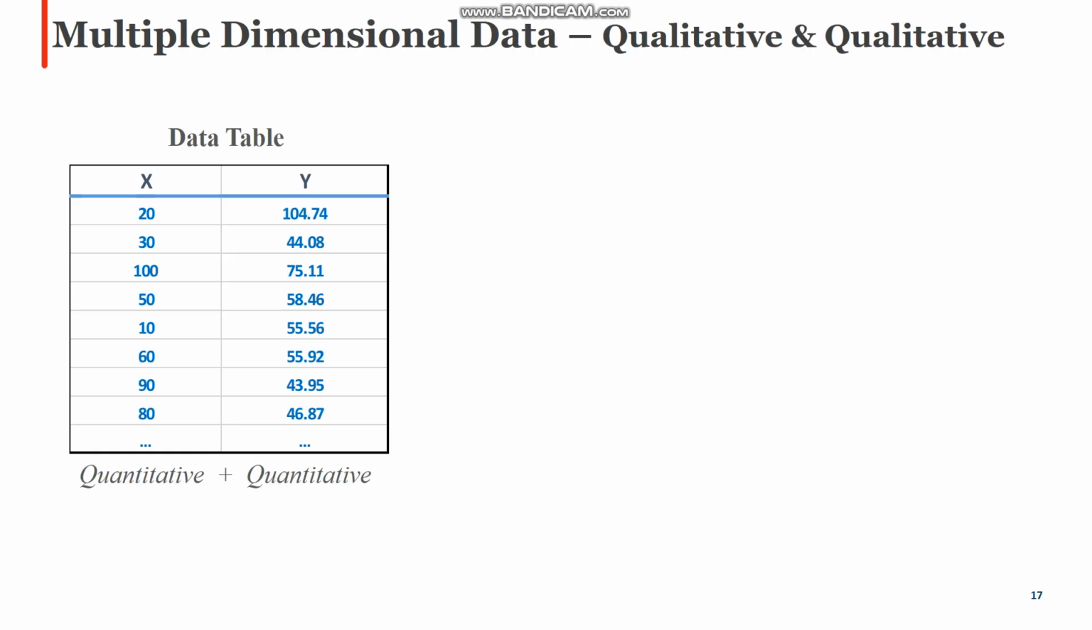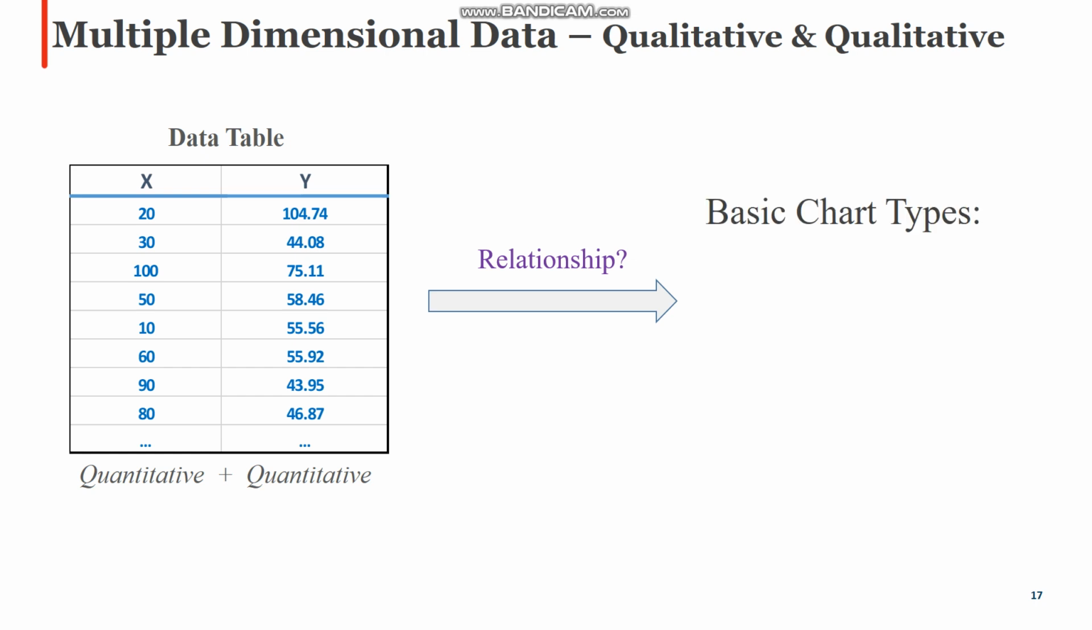How about the case we have two columns of quantitative data variable, somewhat like the data table given here, X and Y. In that sense, we would like to know the relationship between X and Y variable. So you may refer to the basic chart types like the line plot and scatter plot.